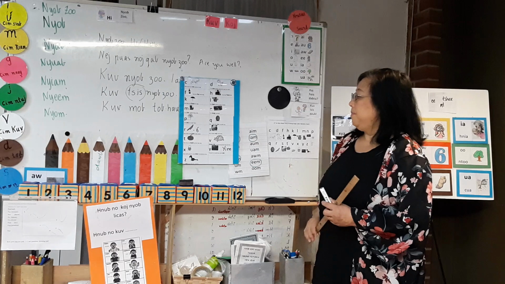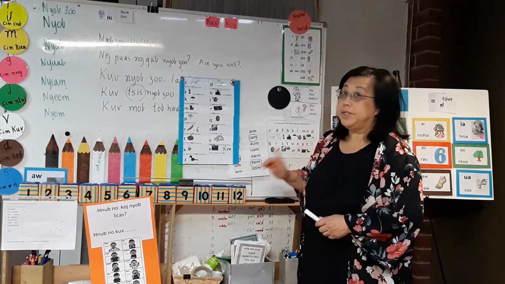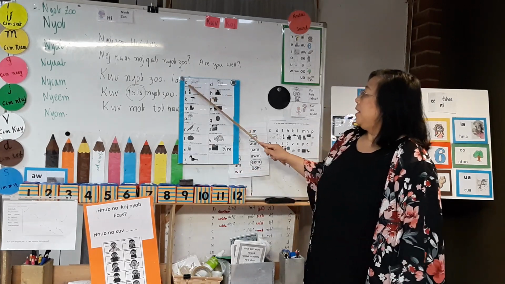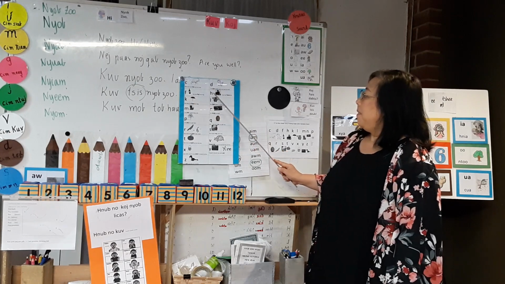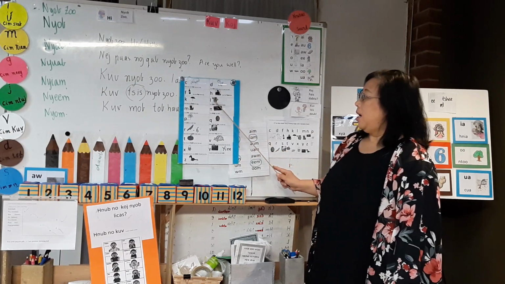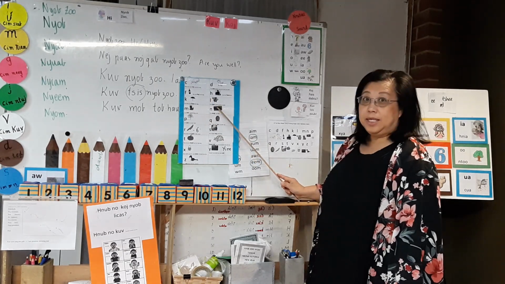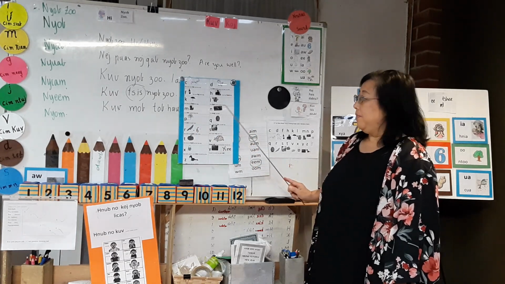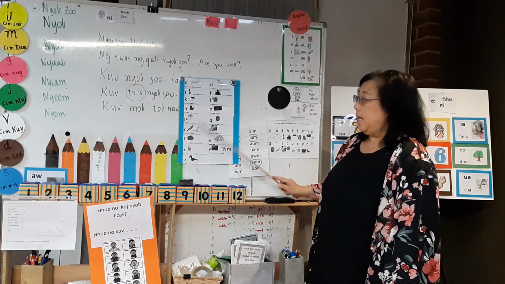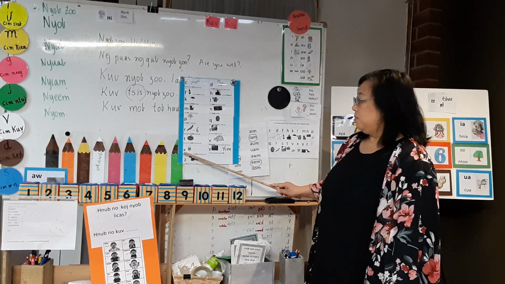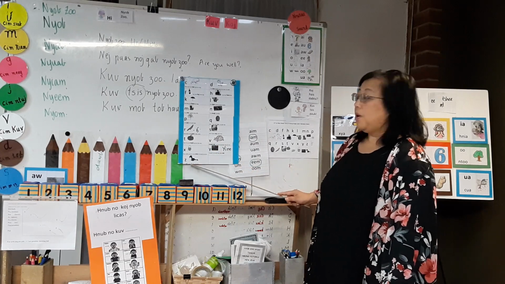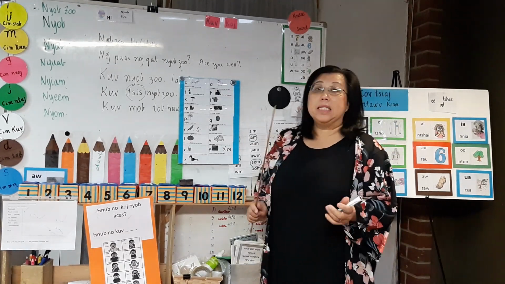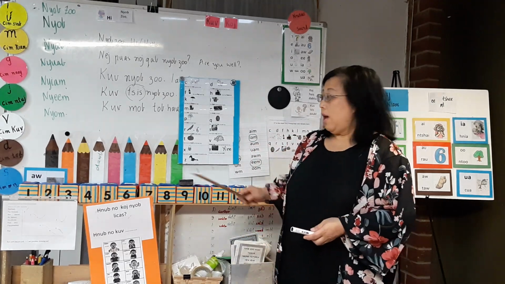Okay, so this is our letters. These are the single letters. And all together, how many single letters do we have? Let's count. So we have 17 single alphabet letters.